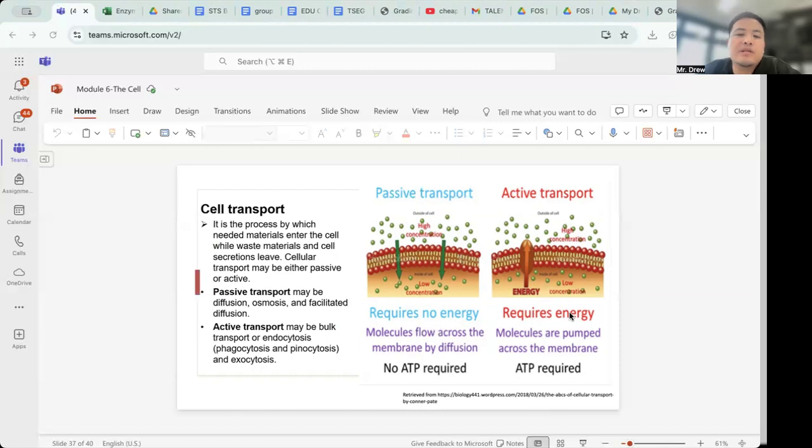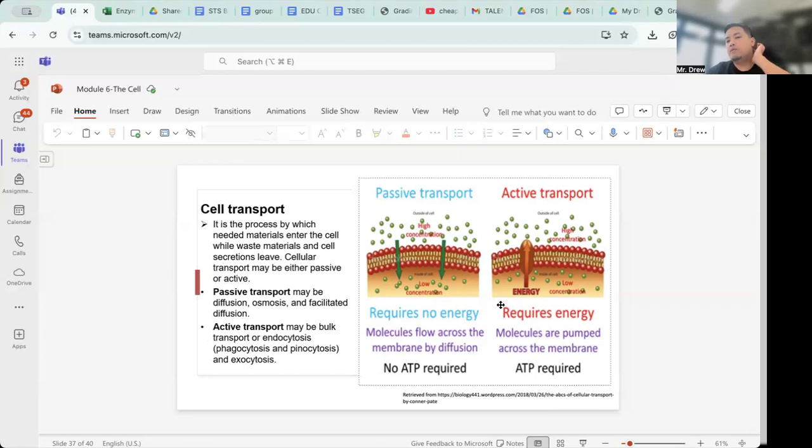Passive transport such as diffusion and osmosis requires no energy, as I mentioned a while ago. The molecules move naturally from areas of high concentration to low concentration. In contrast, active transport needs energy, usually in the form of ATP, to move substances against their concentration gradient, so from low to high. Together, these processes maintain the balance of materials the cell needs to survive.